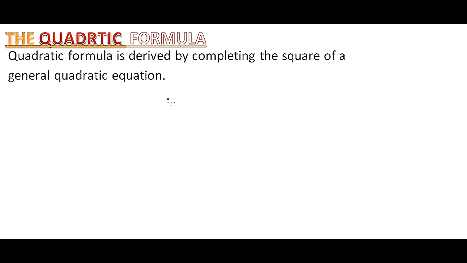In this lesson, we are going to cover the quadratic formula. So far, we have learned two methods of solving quadratic equations. The first one was factorization, and the other one was the complete the square method. In this method, we are going to complete the square of a general quadratic equation. A general quadratic equation is of the form ax squared plus bx plus c equals 0.